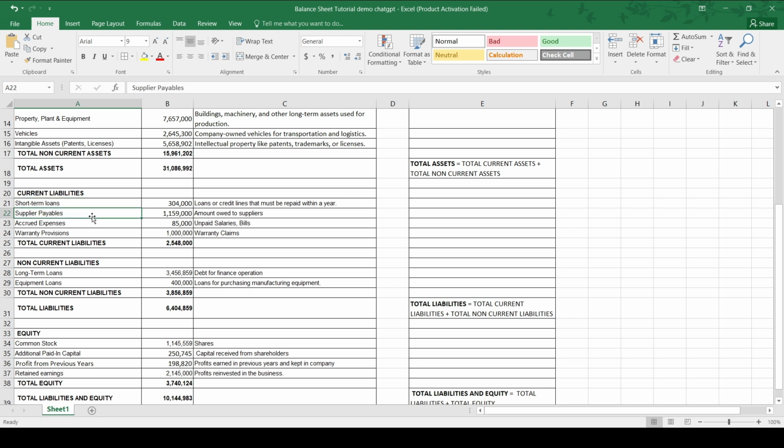Then we have supplier payables. This is the amount owed to suppliers by a company for raw materials or anything else. Then come the accrued expenses. These are expenses that the company has incurred but hasn't yet paid, like unpaid salaries or unpaid bills. The company sets aside money to cover future warranty claims, like repairs or replacement for defective products. That comes under warranty provisions. When we sum up all these accounts, we get our total current liabilities.